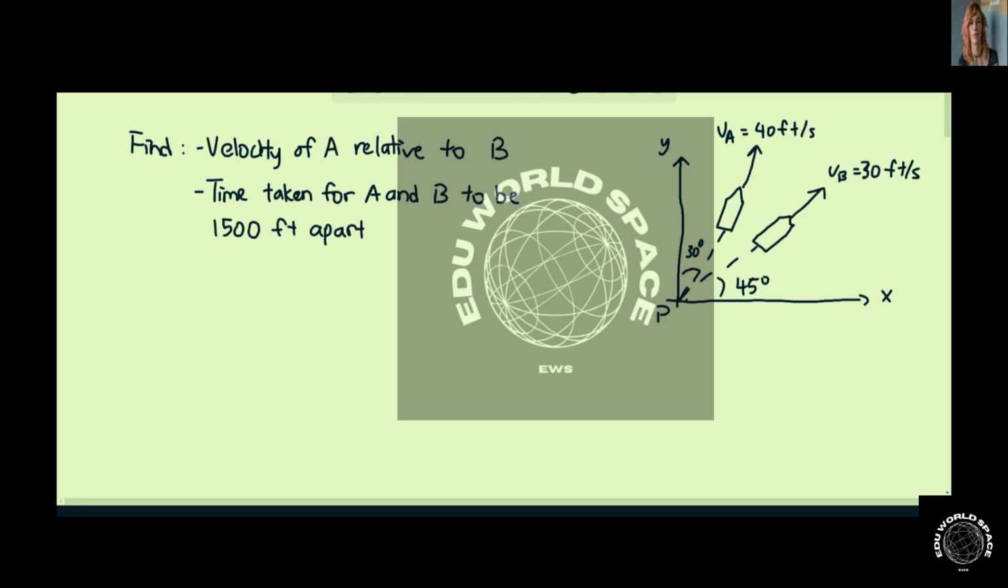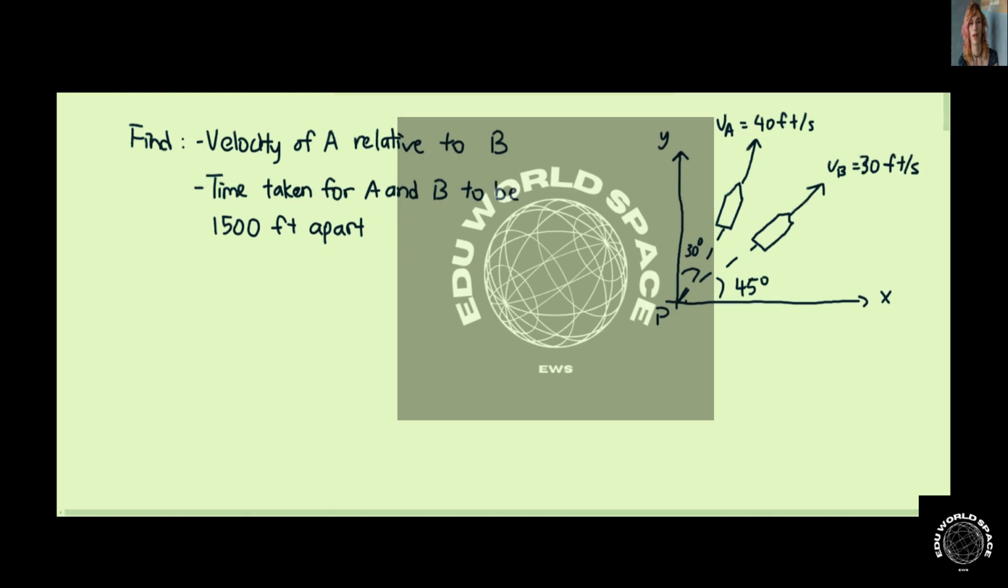In this question, we have this situation: two boats leaving from point P at the same time and traveling in the direction shown. We need to find the velocity of boat A relative to boat B, and then the time taken for A and B to be 1,500 feet apart. This is a relative velocity problem.